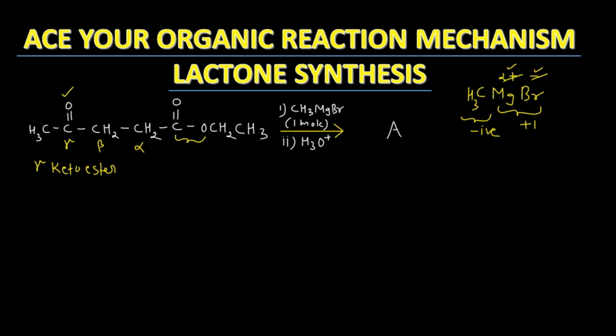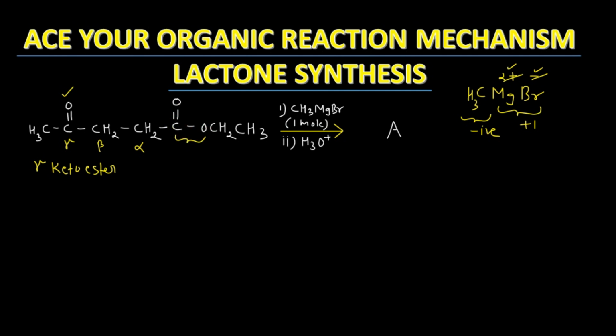Now you can go for the reaction and see. However, you can see this ester part is there, and at the gamma position the keto is also there. If you are a very beginner in organic chemistry, you may think that this Grignard reagent can react with this ester carbonyl group. See, there are two things.